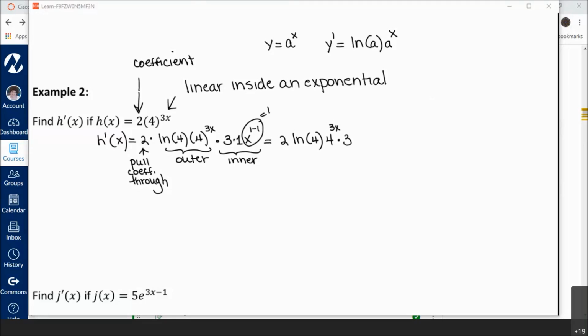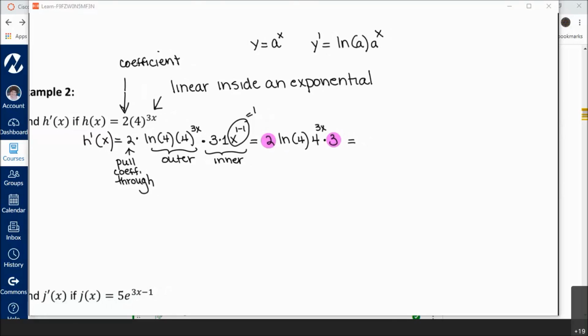If you wanted to, it would be possible to multiply these two together because they're both plain old numbers, and you could simplify it even further: 6 ln 4 to the 3x. But please understand, everything from this equal sign to the right isn't calculus. This is all algebra. Here's the calculus step.